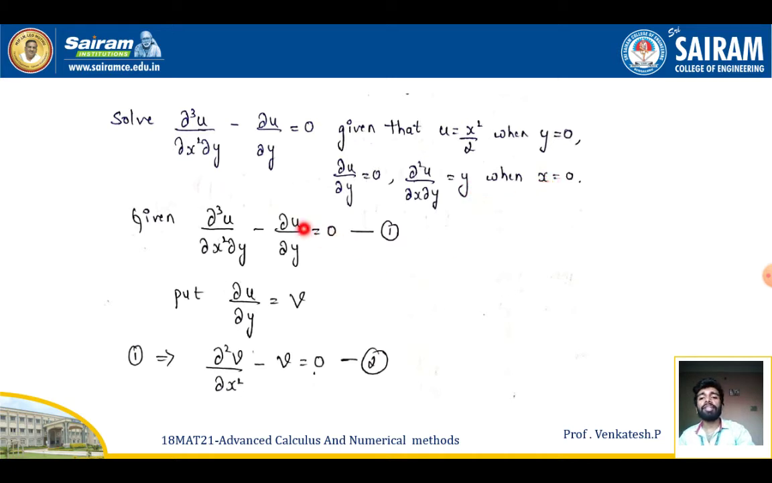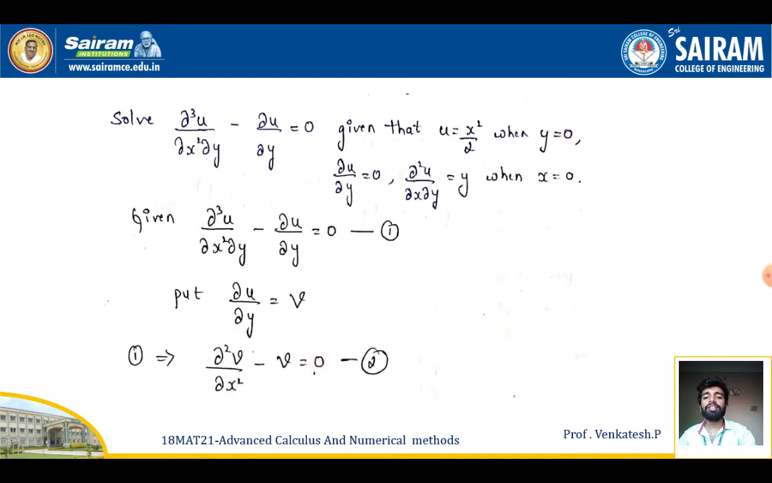I'm taking the given equation first, that is ∂³u/∂x²∂y − ∂u/∂y = 0. Call it equation number 1. To make the equation much simpler, I'm going to replace ∂u/∂y = v. If I replace this, I'll get the equation of this form, and it will be very easy for the computation of the given partial differential equation. So it will become ∂²v/∂x² − v = 0. I'm going to convert this partial differential equation into an ordinary differential equation.